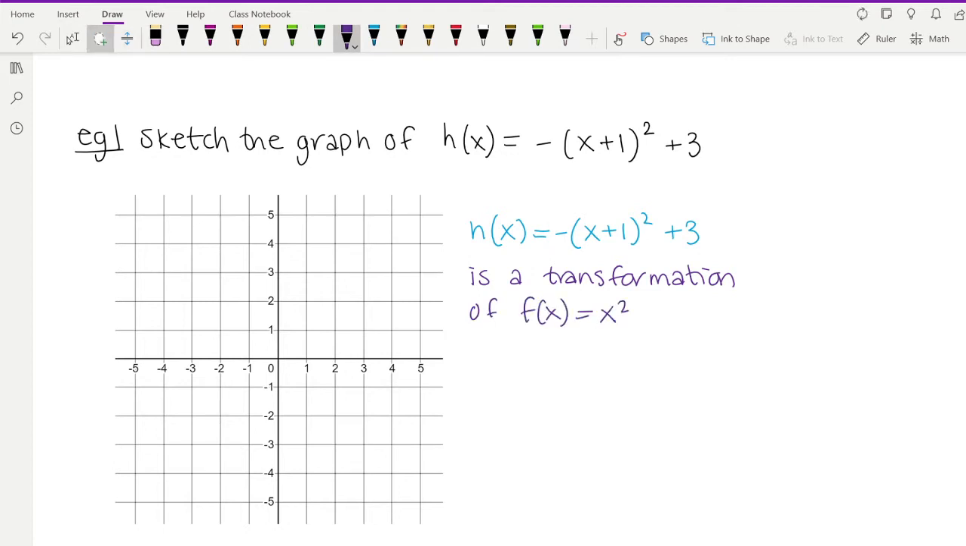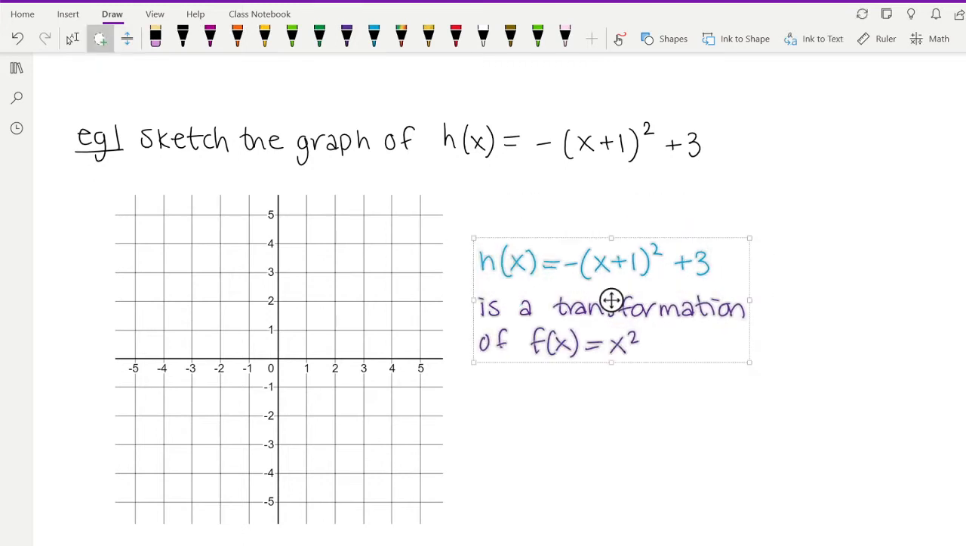Right? That is our basic function that we're adding and subtracting and negating from in order to get a new formula. And so now all we need to do is look at this formula and see what are the changes and how are those going to show up in the graph. So first thing we might notice is that we have a negative sign. Now notice that the negative sign is outside of these parentheses. It's not directly on the x. And so that is what tells us that this is a vertical transformation.